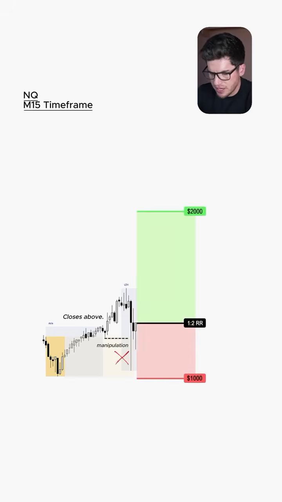Here we have Asia session consolidating, price heads higher above the initial balance before London comes back to manipulate early buyers and mitigates the initial balance of Asia, and then continues a very strong push to the upside following the higher time frame narrative.